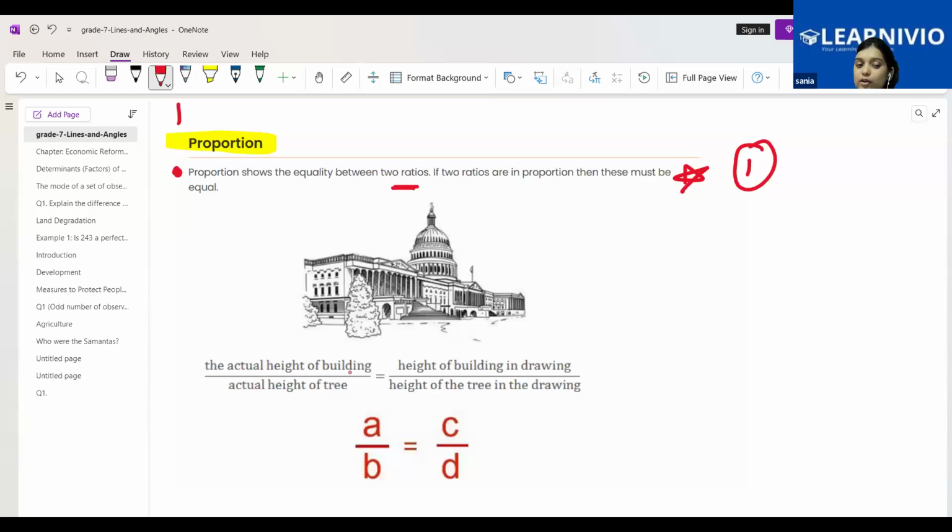So let's say the actual height of a building divided by the actual height of a tree, and the height of the building in the drawing divided by the height of the tree in the drawing. Right? So this is their proportion. Clear? Yes, ma'am. Got it?